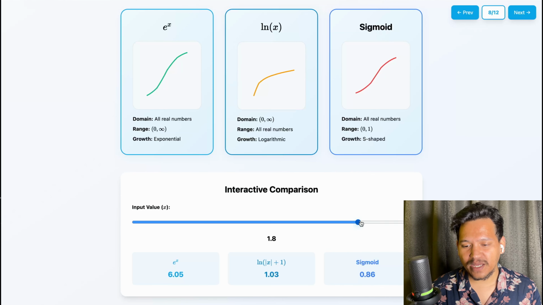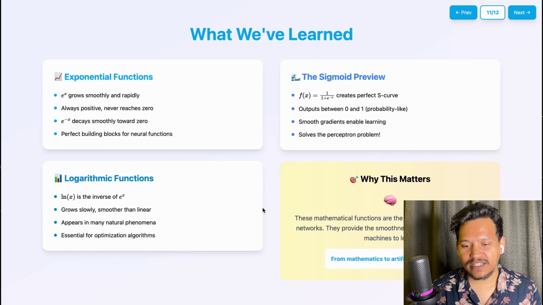Let's recap what we have learned. Exponential functions e to the power of x grow smoothly and rapidly. Negative exponentials e to the power of minus x decay smoothly towards 0. Logarithms are the inverse of exponentials. These functions are incredibly smooth, perfect for learning algorithms.